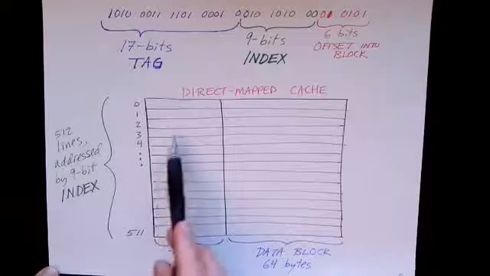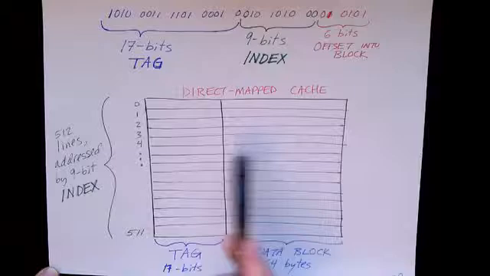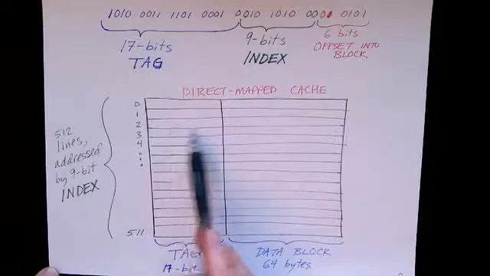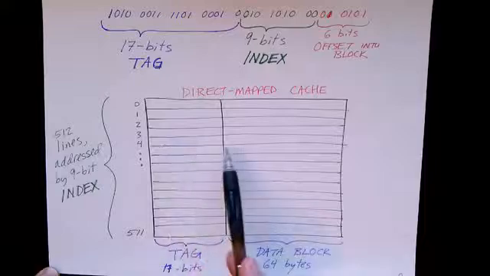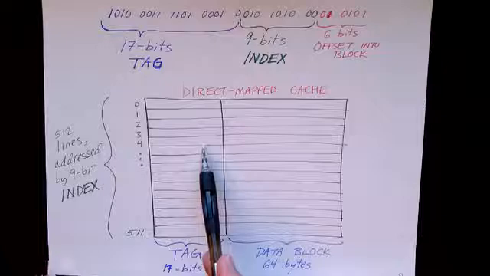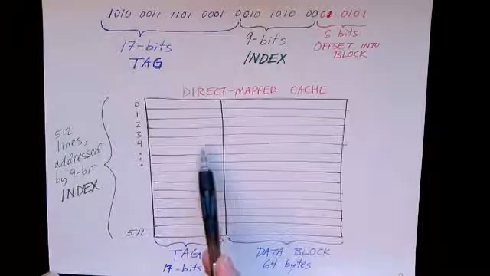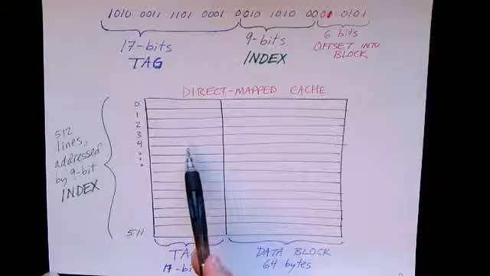The direct map cache will store not only the data for the block, but it will also store the tag. So each line has not only the 64 bytes here, but it also has 17 bits for the tag. There may be some other bits for valid and dirty and so on, but these aren't shown here.